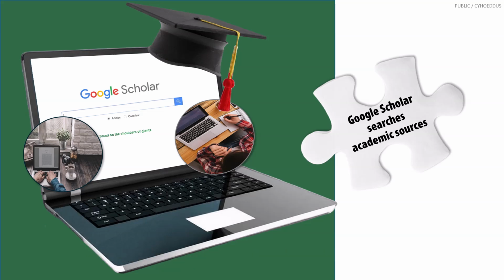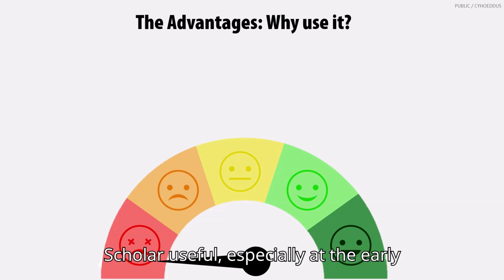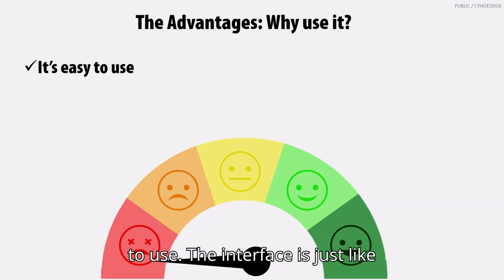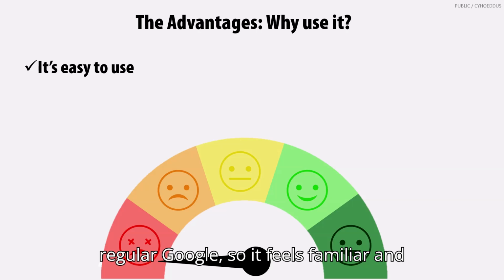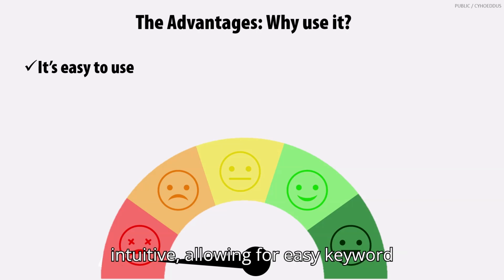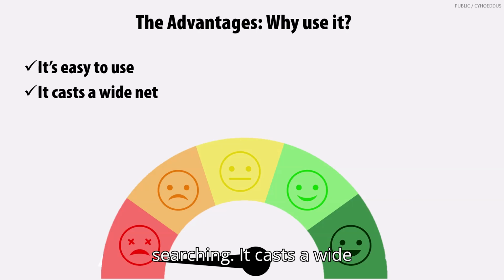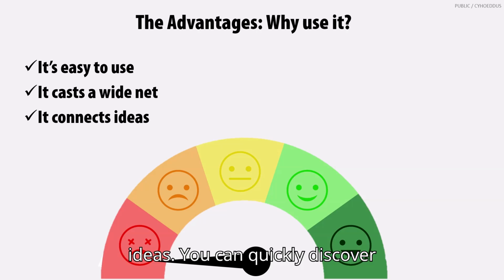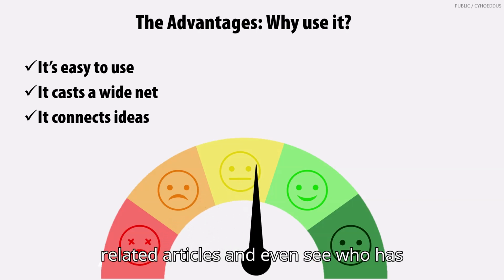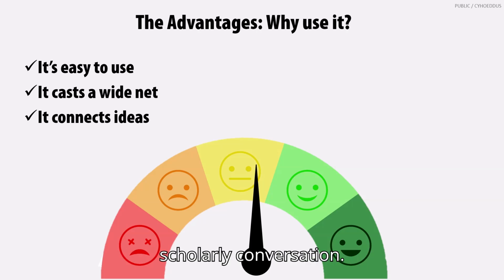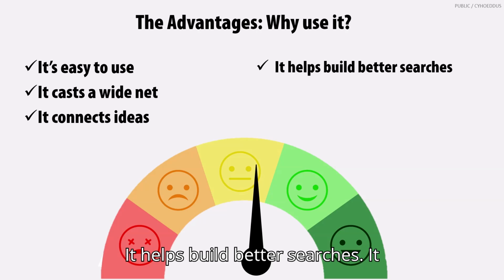search. Let's talk about what makes Google Scholar useful, especially at the early stages of your research. It's easy to use. The interface is just like regular Google, so it feels familiar and intuitive, allowing for easy keyword searching. It casts a wide net. It picks up grey literature, that's useful content outside traditional publishing, like government reports, working papers, patents, and clinical guidelines. It connects ideas. You can quickly discover related articles and even see who has cited a paper, which helps trace the scholarly conversation.